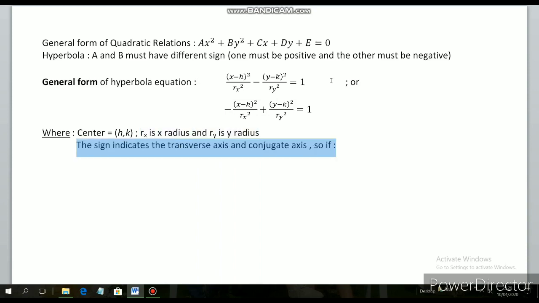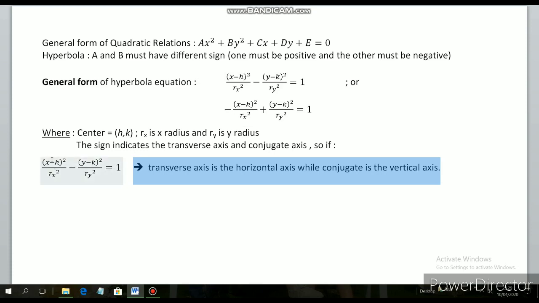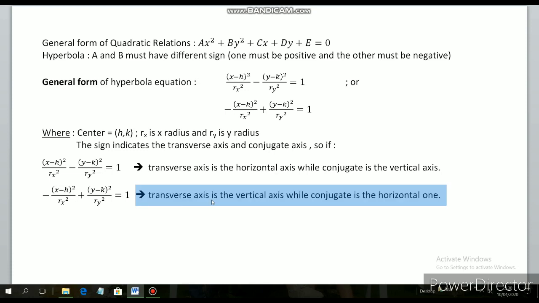The sign indicates the transverse axis and the conjugate axis. So the difference between these two general forms shows different orientations of your hyperbola. If we use the first one, because the positive belongs to the x fraction, the transverse axis is the horizontal axis, while the conjugate axis will be the vertical one. The positive belongs to the transverse. If it is the second one, since the positive belongs to the y fraction, the transverse axis will be the vertical one, while the conjugate is the horizontal axis.